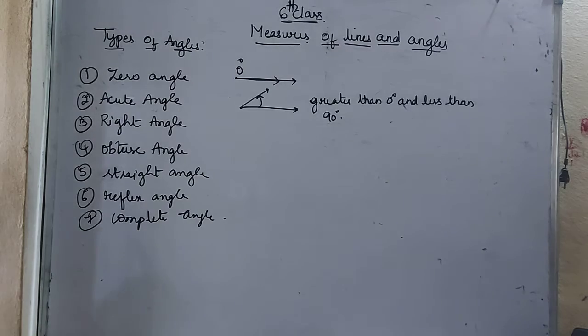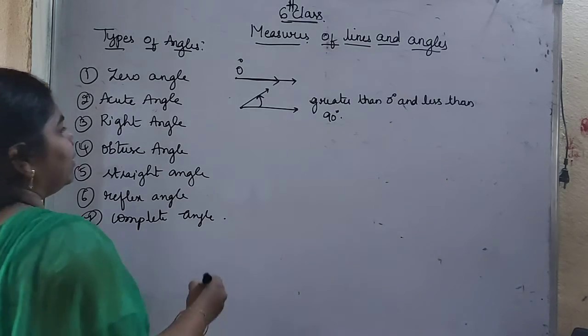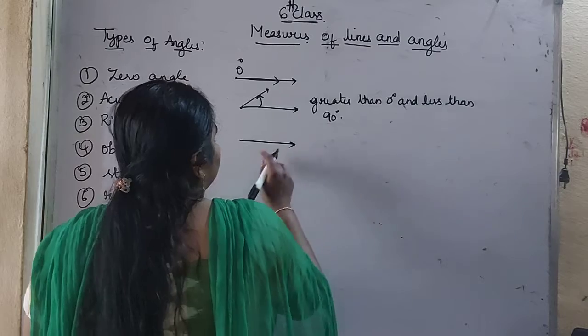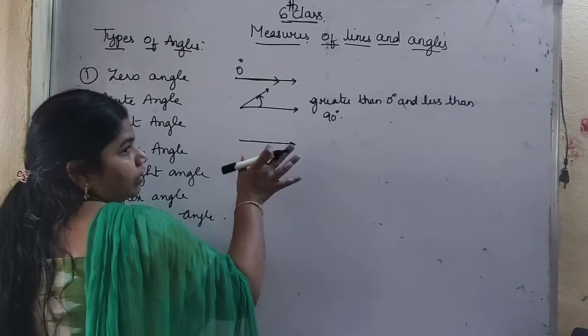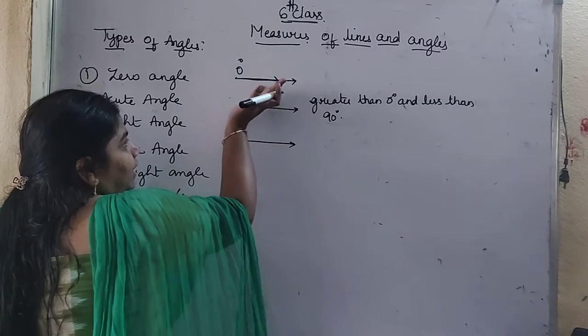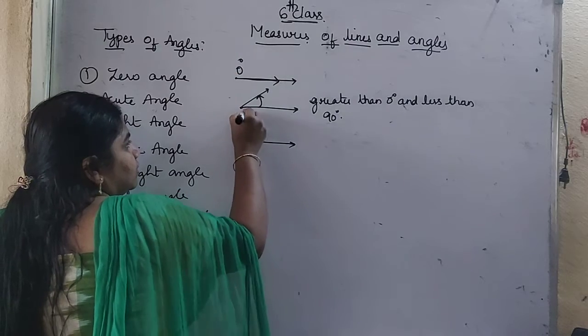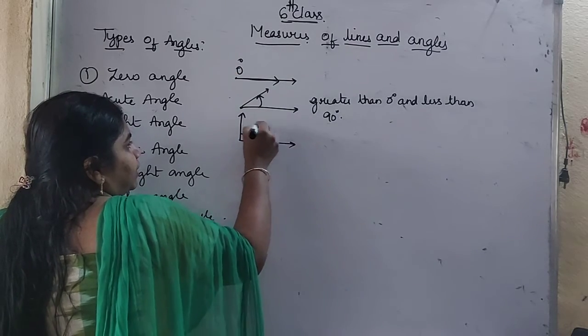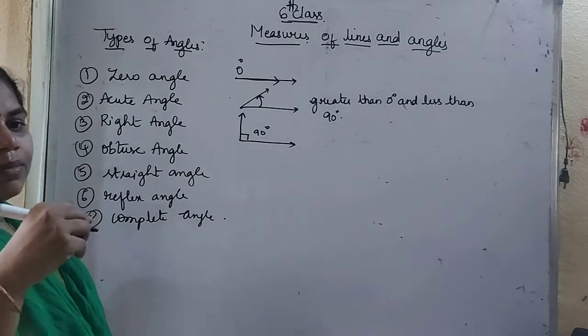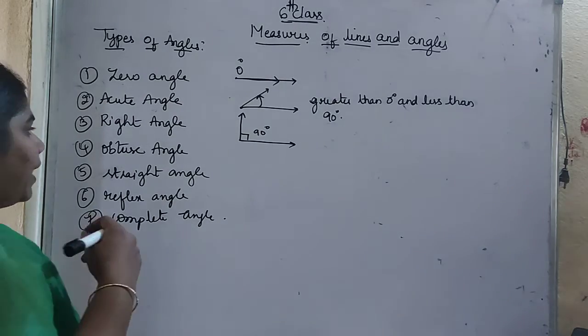So next is right angle. What do you mean by right angle? Right angle is nothing but the initial ray will not move at all, and this ray has moved straight like this. So this is called 90 degrees. So right angle is exactly 90 degrees.